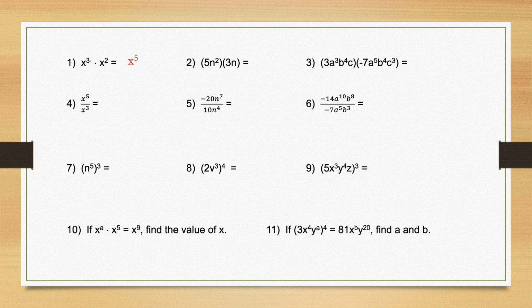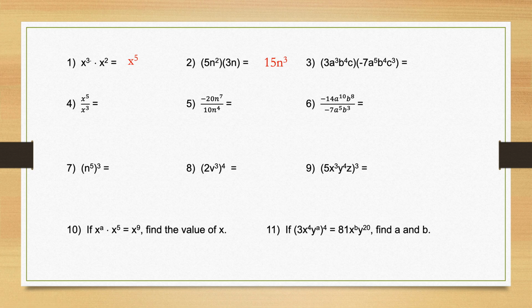Okay, x to the second times x to the third is x to the fifth. Add those exponents. Next one, multiply coefficients, add exponents. 5 times 3 is 15. Remember, there's really a little 1 on top of this n here. We don't bother writing it, but it is there, so 2 plus 1 makes 3.